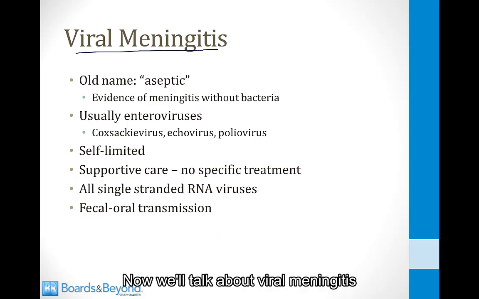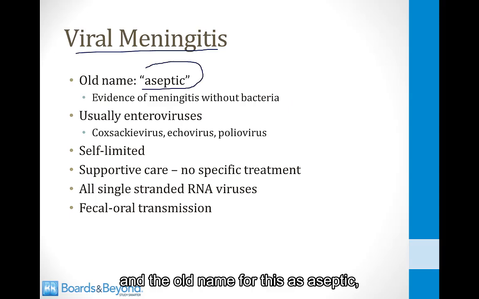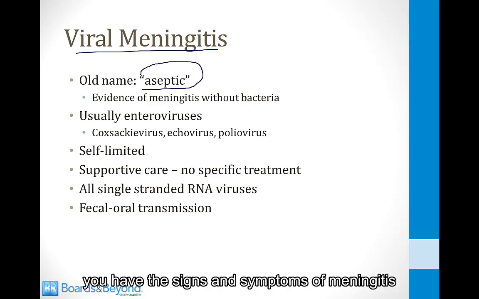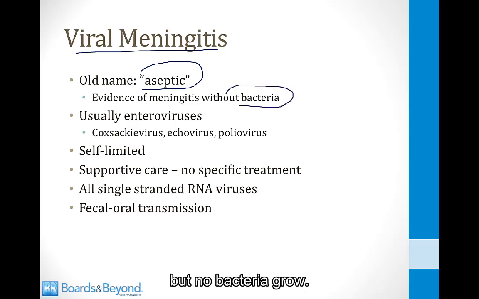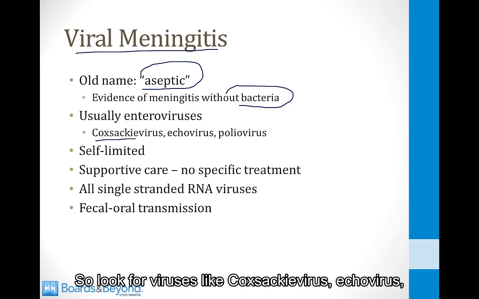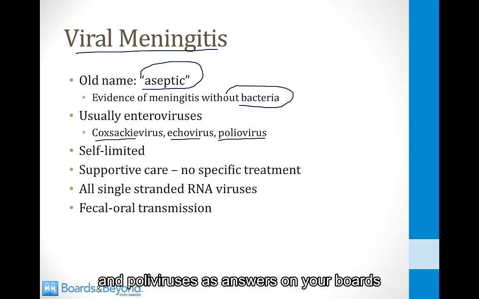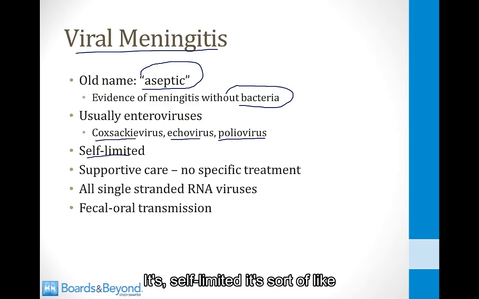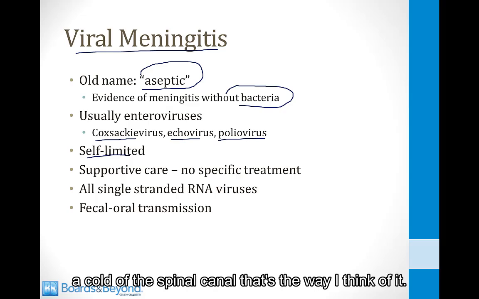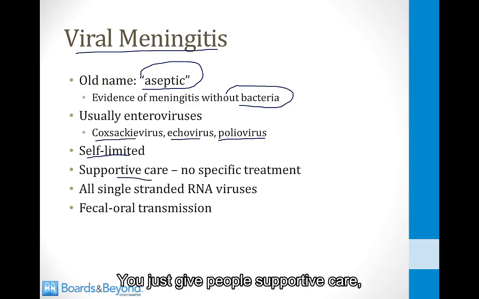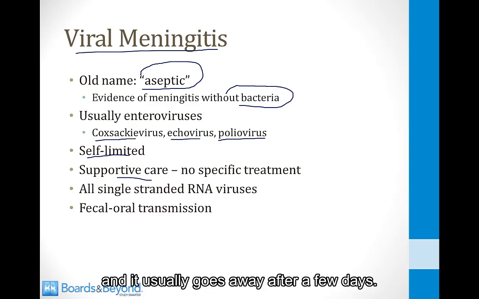Now we'll talk about viral meningitis. And the old name for this is aseptic, because it used to mean you have the signs and symptoms of meningitis but no bacteria grow. It's usually caused by enteroviruses. So look for viruses like Coxsackievirus, echovirus, and polioviruses as answers on your boards for what causes viral meningitis. It's self-limited. It's sort of like a cold of the spinal canal. That's the way I think of it. You just give people supportive care like Tylenol and anti-inflammatories, and it usually goes away after a few days.